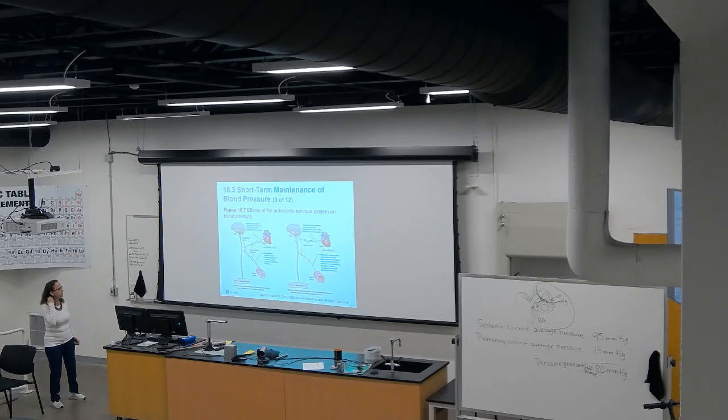So here is the diagram showing you the reflex that happens to maintain the blood pressure in short term. So we have baroreceptors in the aortic arch and also in the carotid, and they detect a change in blood pressure.